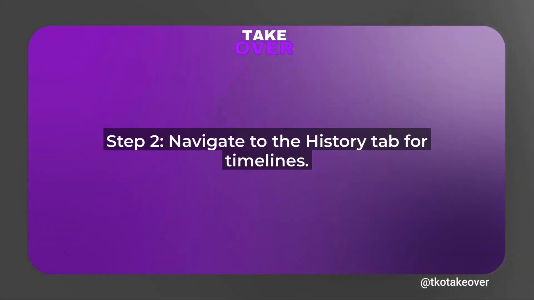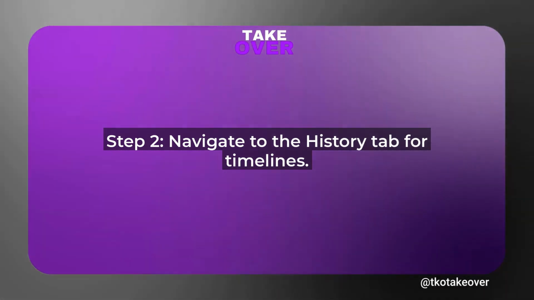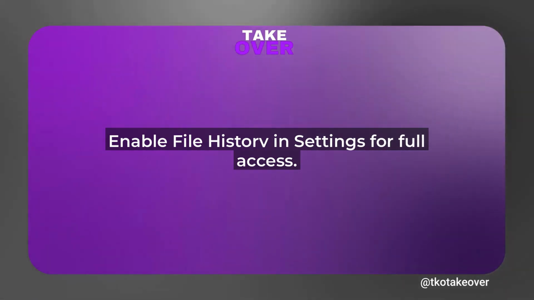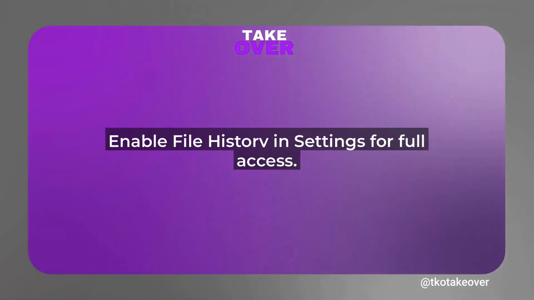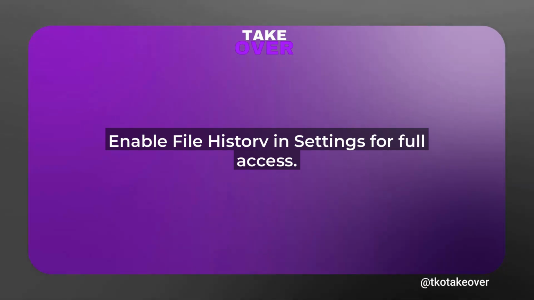Pretty cool, right? If you're not seeing this option, don't worry, it might be because you need to enable file history first. Go to Settings, Update and Security, Backup, and make sure it's turned on. This will allow you to restore files from previous versions.